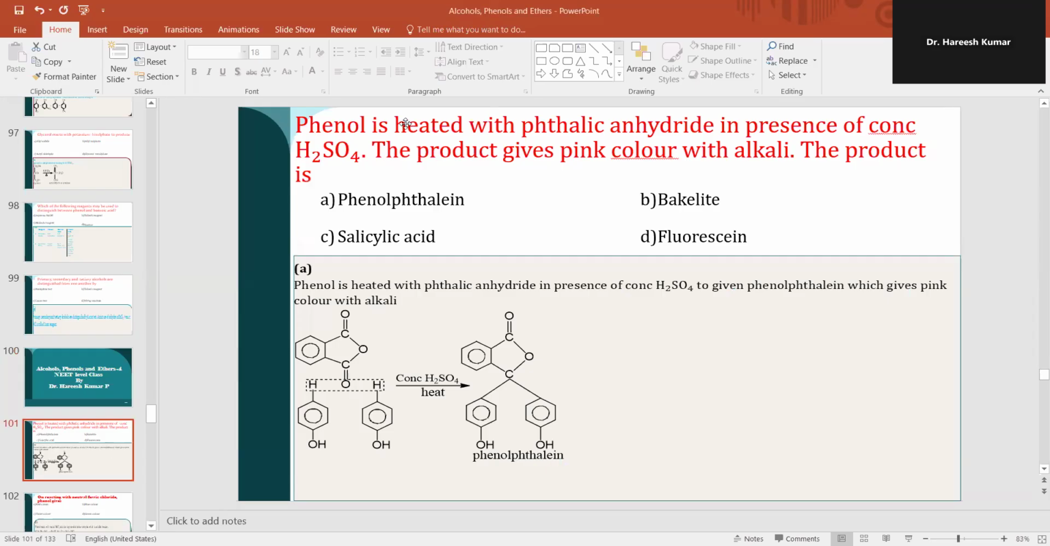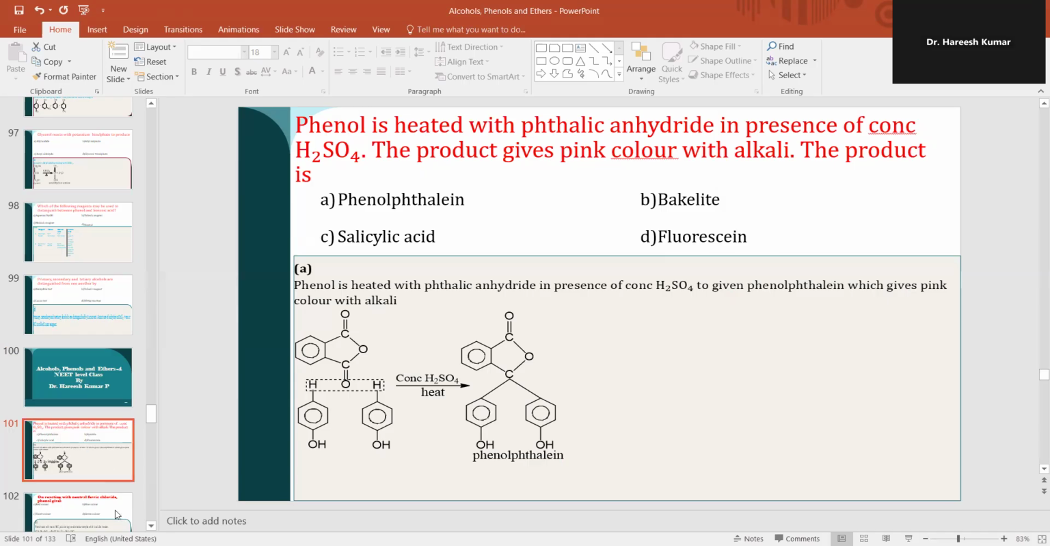So phenol is heated with phthalic anhydride in presence of concentrated sulfuric acid. The product gives pink color with alkali. The product is phenolphthalein. Why? Because phenol reacts with phthalic anhydride and it forms phenolphthalein. And this phenolphthalein in basic condition will give you pink color.